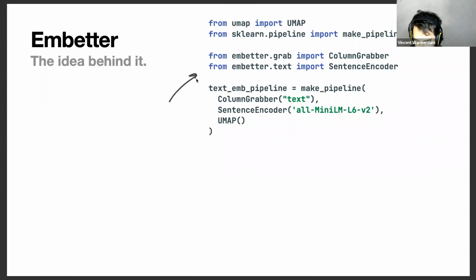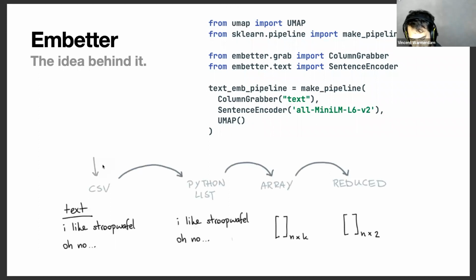So here's a code snippet. From Embetter, I'm grabbing two components. There is a column grabber that allows you to select a single column from a pandas data frame. That's kind of useful when you're working with text because sentence encoders typically don't speak pandas. They speak lists of text. But this still allows you to make a scikit-learn pipeline where first, you're grabbing the text, then you're grabbing the sentence encoder, and then you're using UMAP. So you can go from a CSV to a Python list to an embedding array to a two-dimensional embedding array.